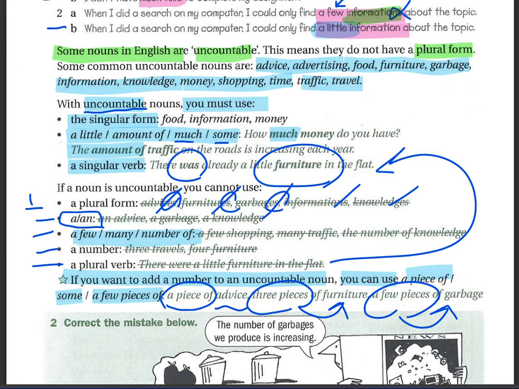So when you want to change uncountable nouns to countable, you can use the containers. You can use a piece of, a glass of, a bottle of, a slice of. I also have another video about countable and uncountables, which I explained in detail. If you like, you can watch that video.